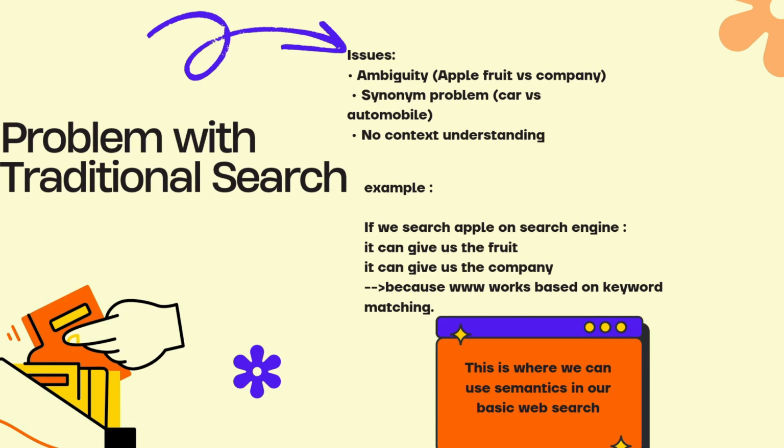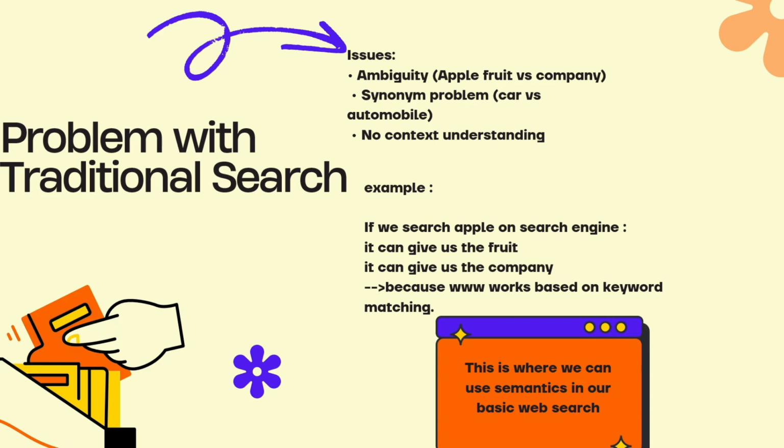Search engines also work in a structured way. They use crawlers to collect web pages, they use indexers to store keywords, and they use ranking algorithms like PageRank to decide which pages should appear first. However, traditional search engines mainly rely on keyword matching, and this leads us to a major problem.